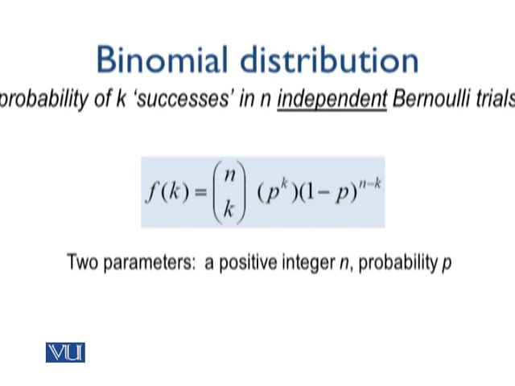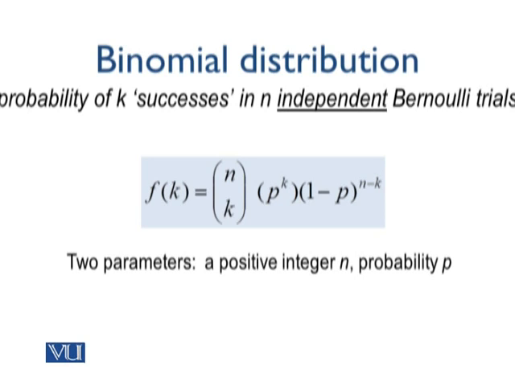So P is the probability of having a success. You raise that to the exponent of k, which is the number of successes you want. 1 minus P is the probability of failure, and n minus k is the number of failures you would have if you have k number of successes. So in that light, you can understand the formula.